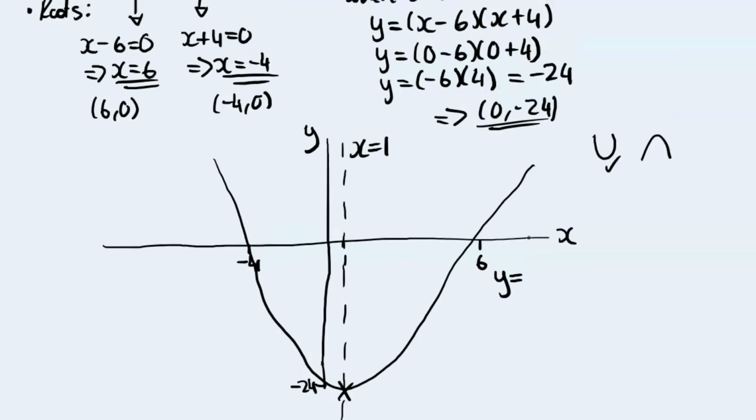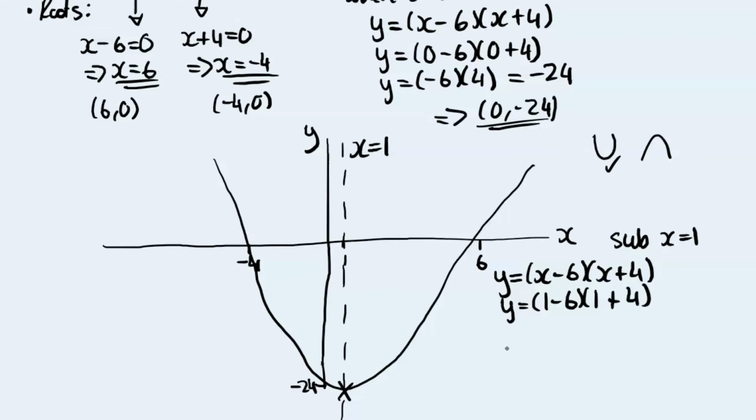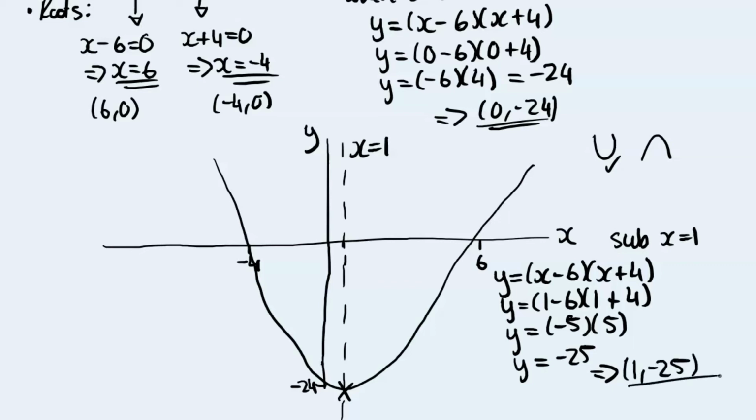So y = (x - 6)(x + 4). So we sub in x = 1 to find the turning point coordinate. So we have y = (1 - 6)(1 + 4). So what does that give us? So it will be y = -5 times 5, and that will give us y = -25. So what we have as the coordinates of the turning point will be (1, -25). And there we have it. So we want to label that as well. (1, -25). And there we have it.